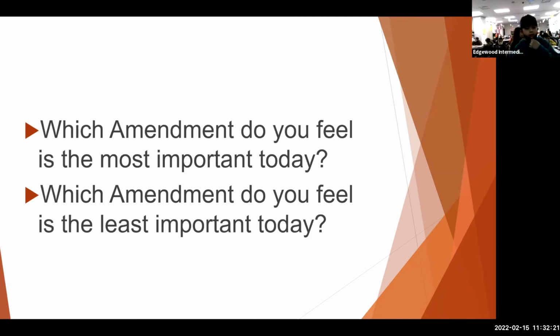I believe the 8th Amendment is the most important because if people charge you too much fine or money, then it will be a huge problem for the people, and then people would want to move to another place more or less. And the ninth is the least because, well, I forgot why it's the least important.